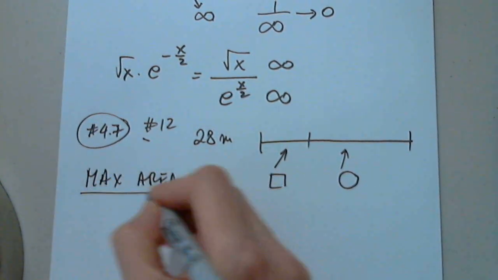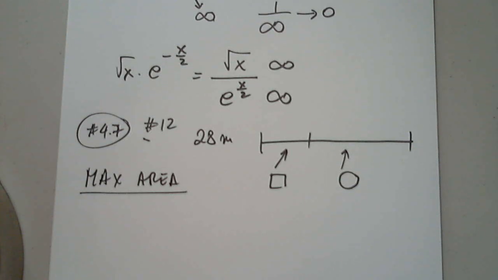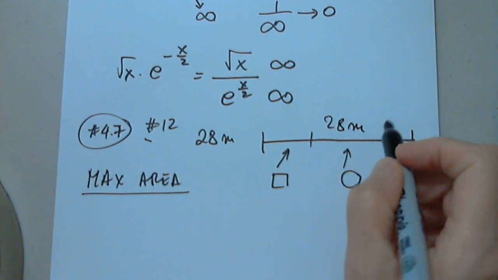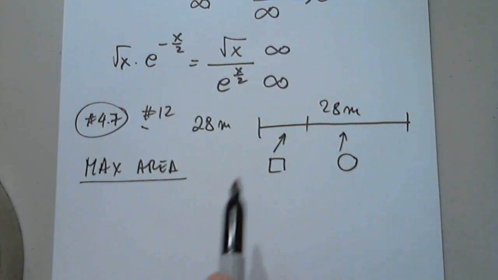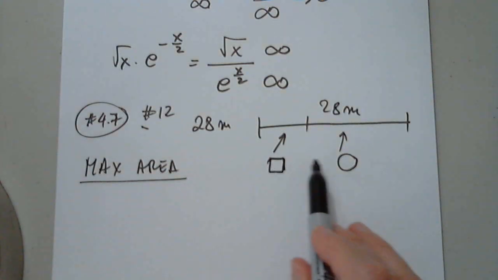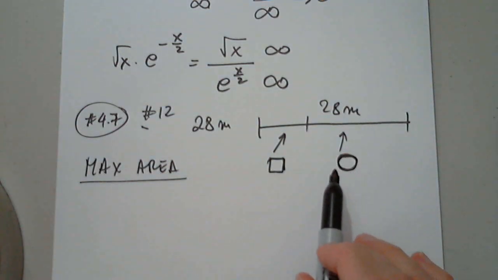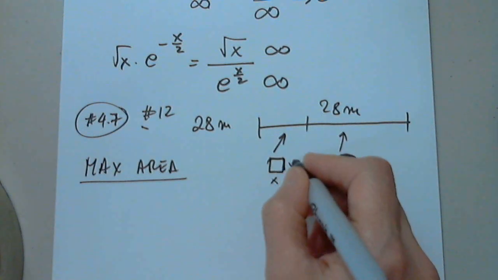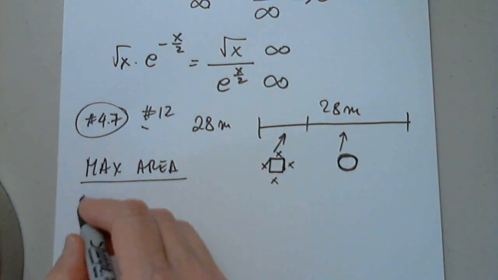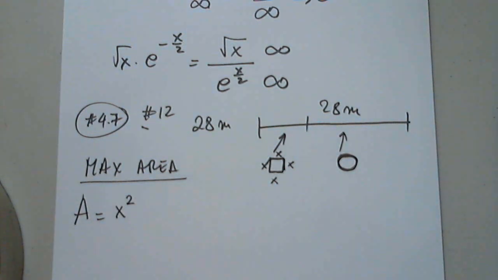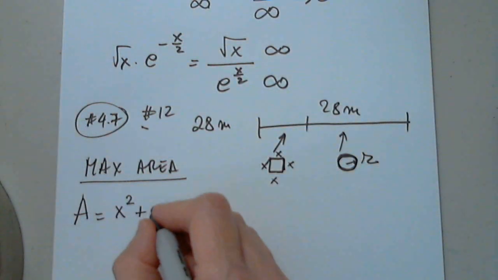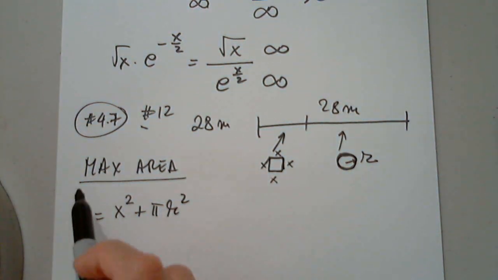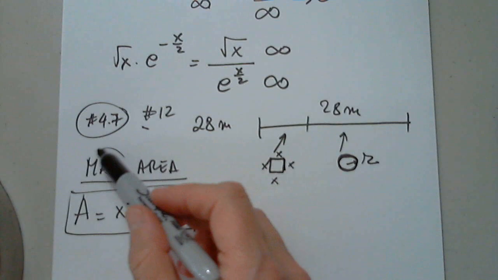Excellent. Perfect problem. So we have 28 meters, and for some reason we want to build with this 28 a square, and we want to build a circle. And the square will have side x, so the area will be x squared, base times height. And here I have to have a radius. I'm going to call it r, so the area will be pi r squared. This is the function that we have to find the maximum for.